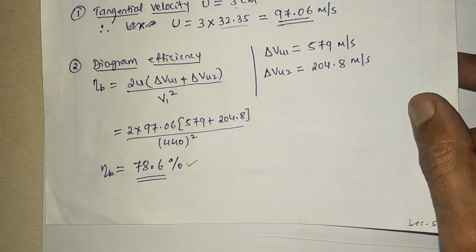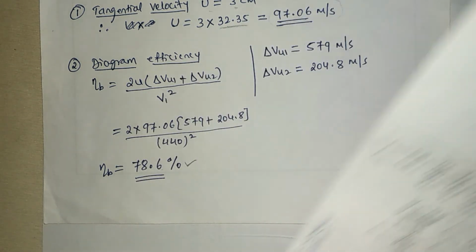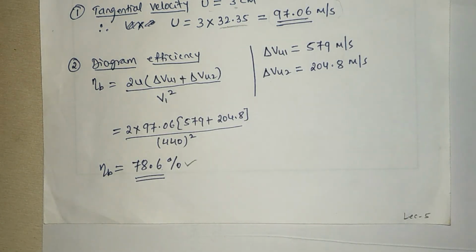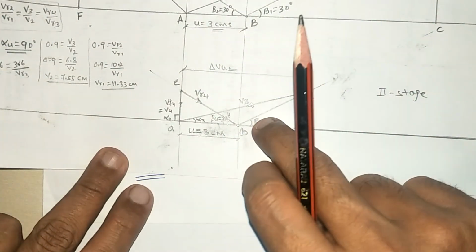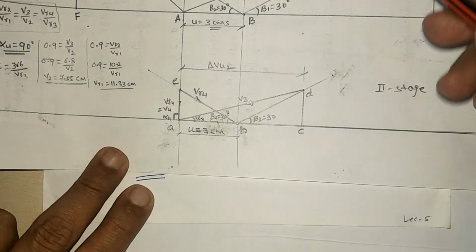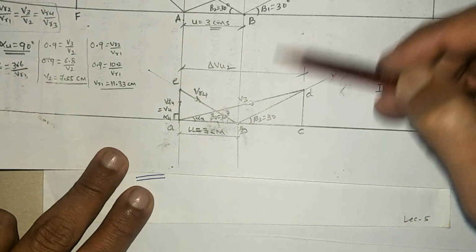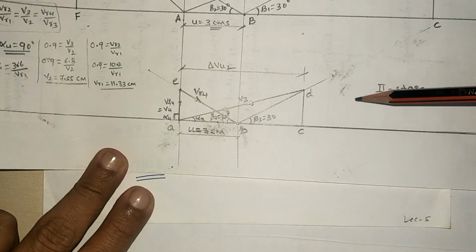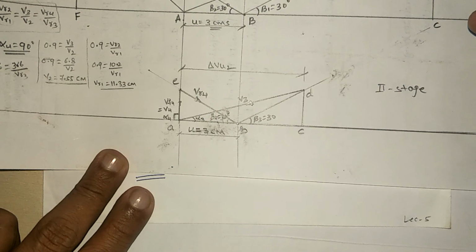The only thing is that in this problem the value of alpha 1 is not given, so we proceeded from the second stage. We started with the second stage and then came to the first stage. So we followed the reverse order of drawing the velocity triangles, from the second stage to the first stage.